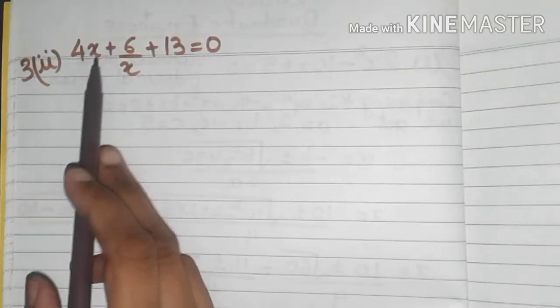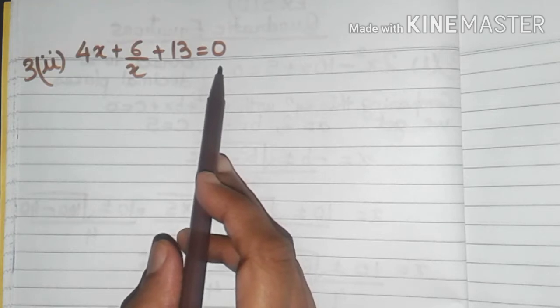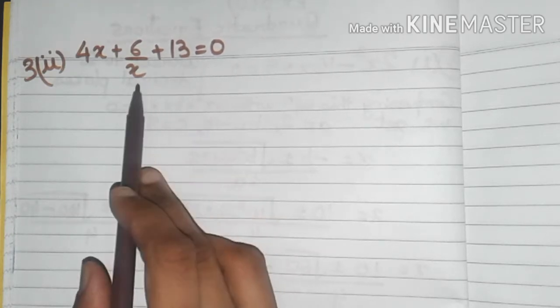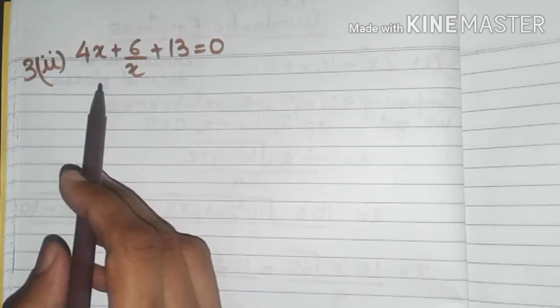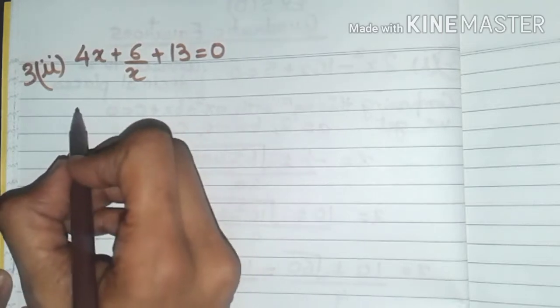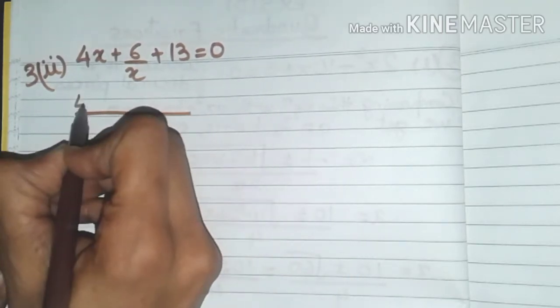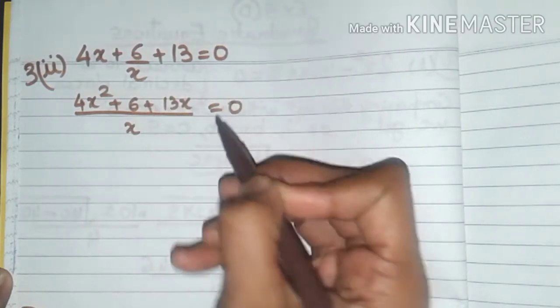The third question, second part, is also a quadratic equation. Again, we have to find the answer correct to 2 decimal places. But is this equation in the standard form? No, it's not in the standard form. So bringing it to the standard form is the first step. Let us take the LCM. So this is what we get.